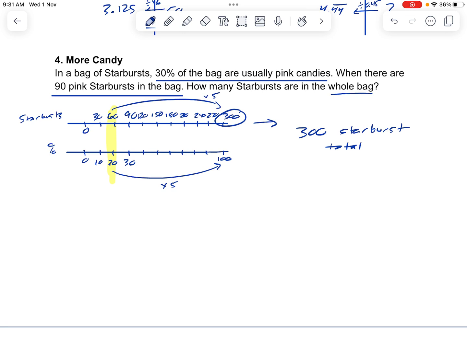So whichever way you want to do it would be totally fine. Or you could use a tape diagram.